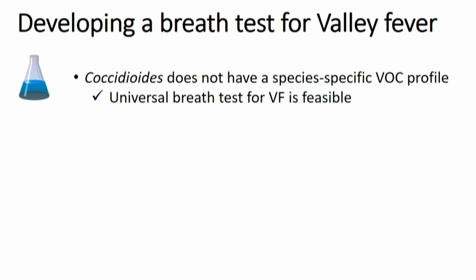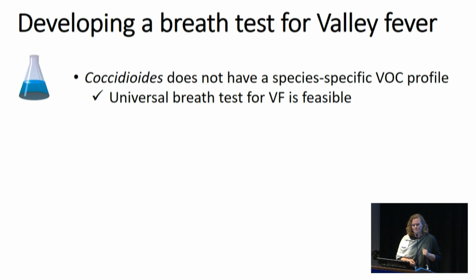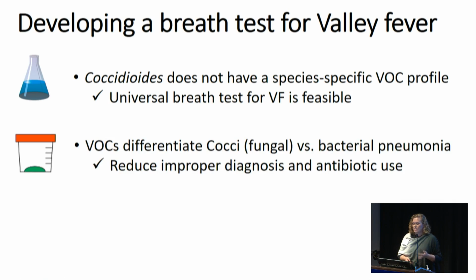So to summarize, in developing a breath test for valley fever, we find that Coccidioides does not have a species-specific VOC profile. There's a lot of heterogeneity within species, but there is overlap. There are some universal VOCs, and I didn't show you that data. So that indicates that we should be able to develop a single breath test to detect an Immitis or a Posadasii infection. The VOCs differentiate cocci, or perhaps just broadly fungal, versus bacterial pneumonia, and we're hoping that this information will be useful to reduce improper diagnosis and antibiotic use.